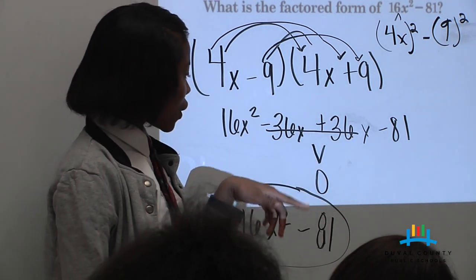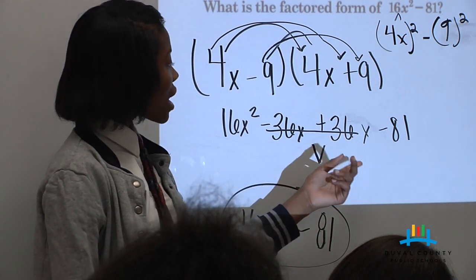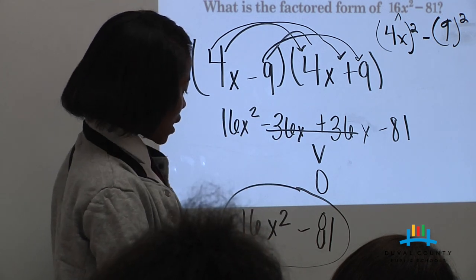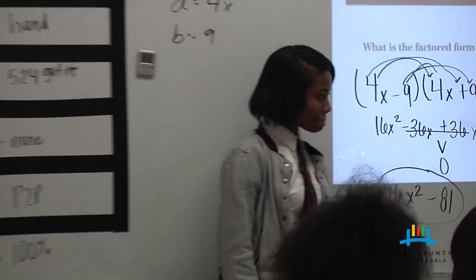And a negative 36x plus a positive 36x, you get 0 because it cancels out. And then you're left with 16x squared minus 81. Good job. Thank you, love.